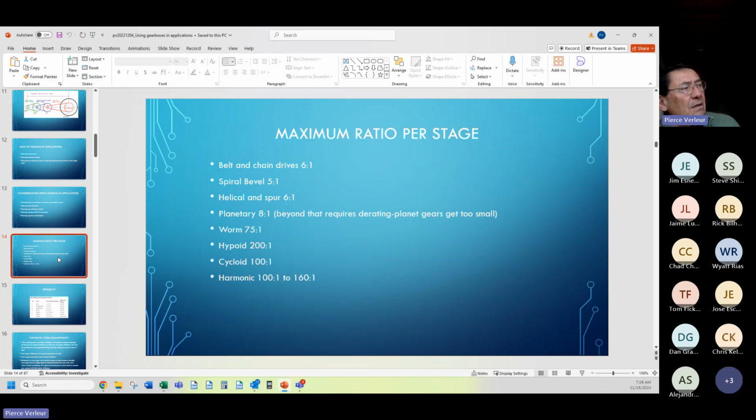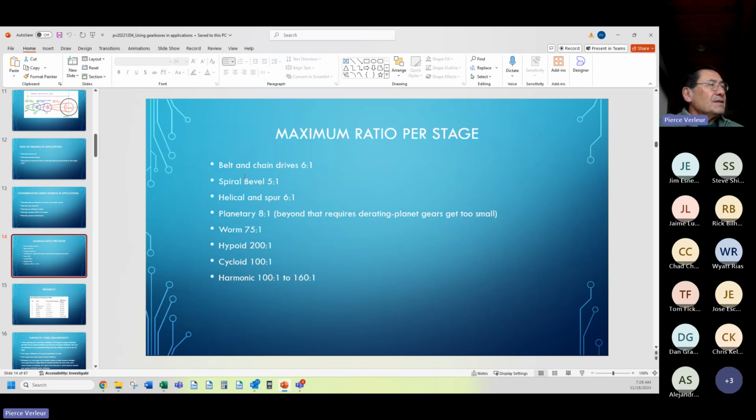So put this in your mind, because in some cases where you have a high reduction ratio, a worm gear can be very advantageous. Because let's say the application is 60-to-1. The worm can do it in one stage. A planetary has to do 2 stages. 8 times 8 is 64, close to 60. A spiral bevel gear or a helical spur is going to have to use 3 stages. That drives the cost up.